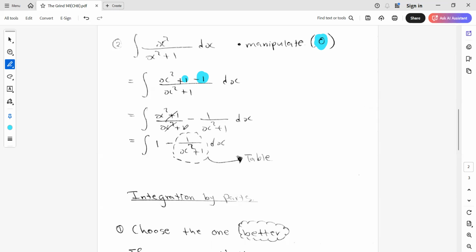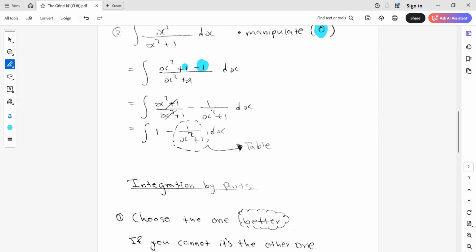and then you will have x squared plus 1 divided by x squared plus 1, minus that 1 divided by x squared plus 1. You didn't change anything right here, but you just added a 0. Okay, you didn't change anything. And then when you proceed, you will see that, okay, fine, this is going to be 1. You can take the antiderivative of 1 minus 1 divided by x squared plus 1.